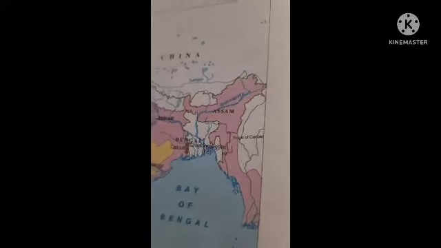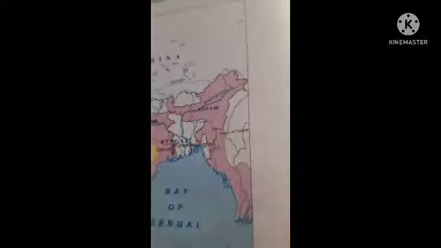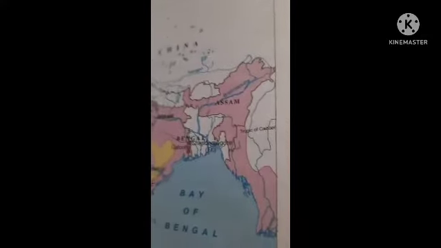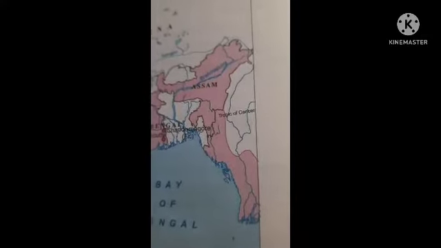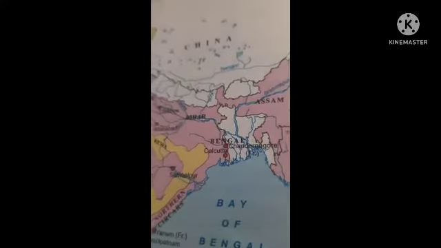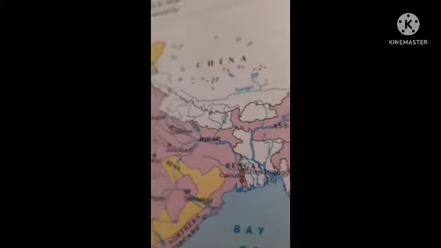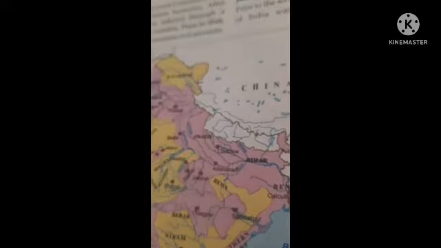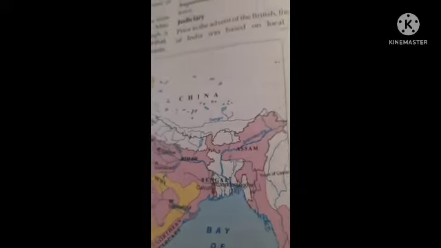And you may recognize there are no boundaries here for the seven sisters, whatever we read for the seven sisters: Nagaland, Manipur, Mizoram and other parts of the country. All these are not there. So that's why it is not shown as independent. This was under the control of the British. Right? All the seven sisters and this area were under the control of the British.